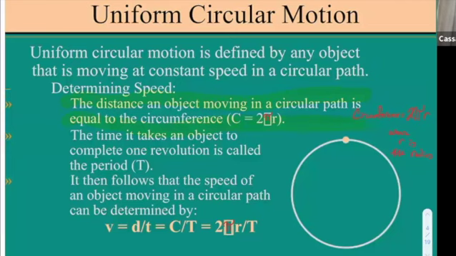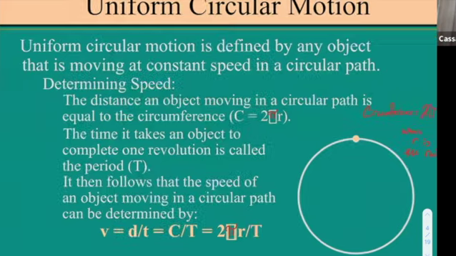I would emphasize this part. And then also, actually, all of this stuff is important here, especially this stuff at the end. Anyhows, the time it takes an object to complete one revolution is called the period. And so we represent period as a symbol of a capital T.